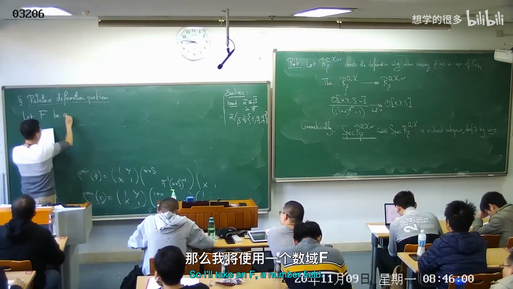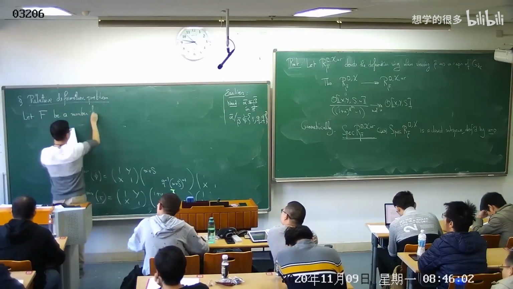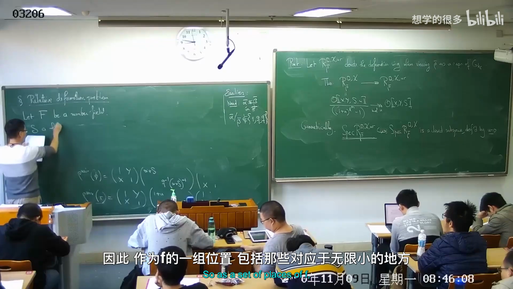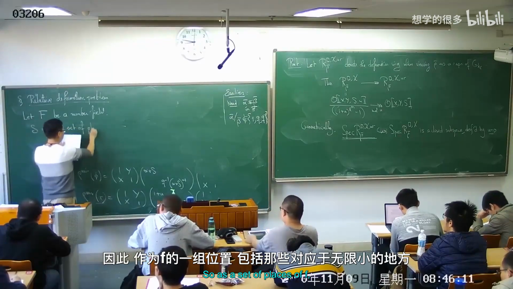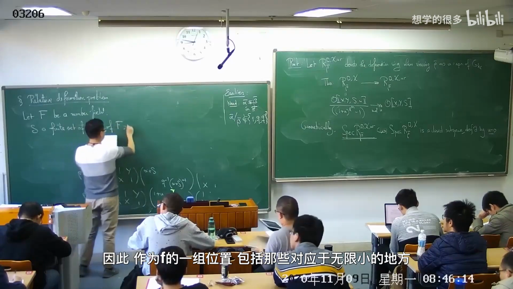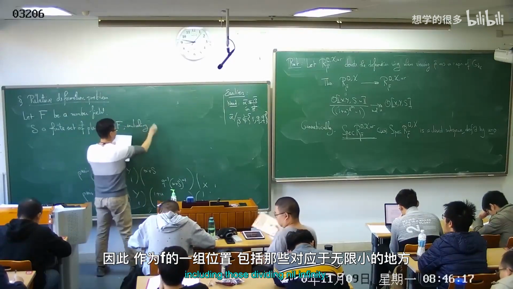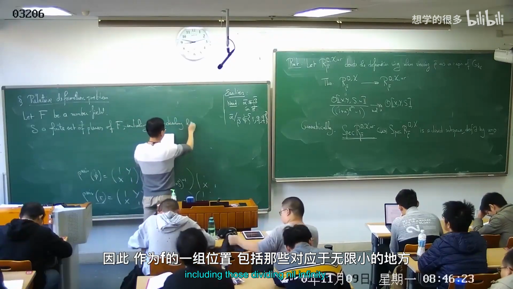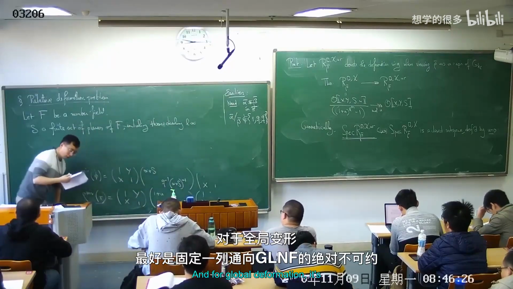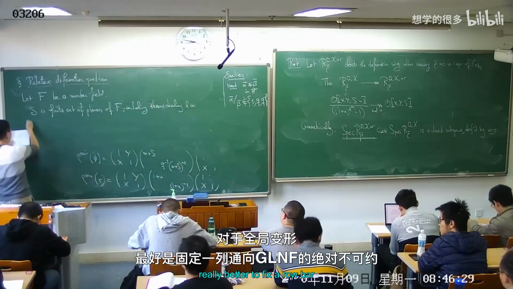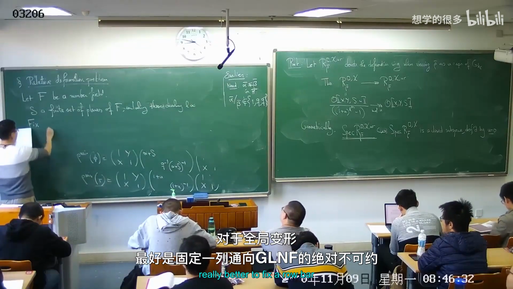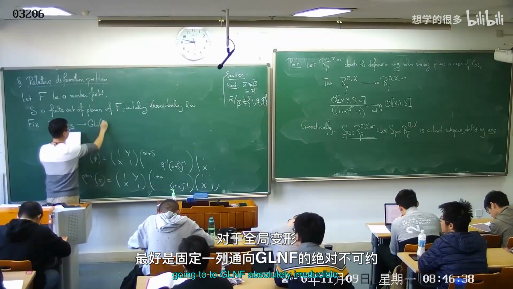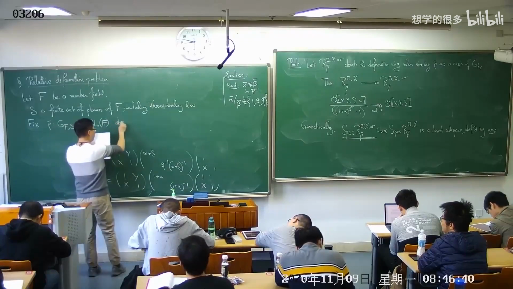So I'll take a number field F, and a finite set of places S of F, including those dividing l and infinity. And for global deformation, it's really better to fix a rho bar from G_F to GL_n, absolutely irreducible.